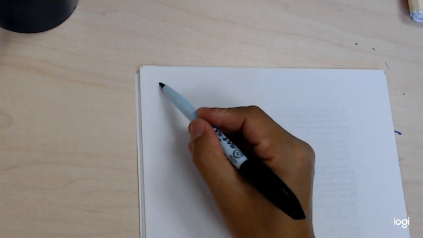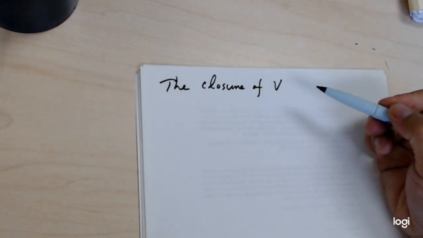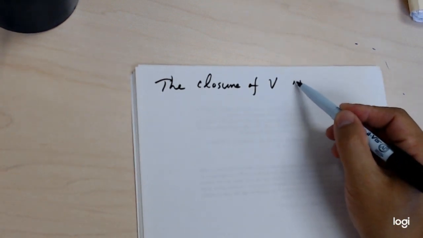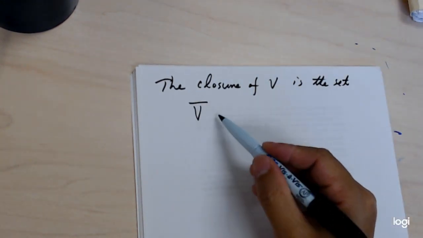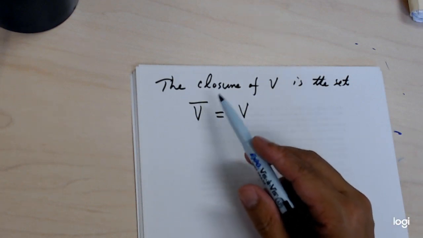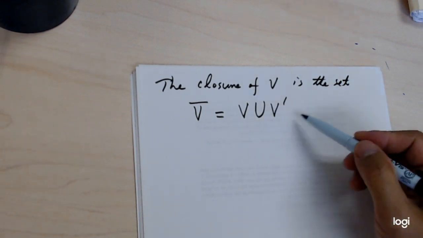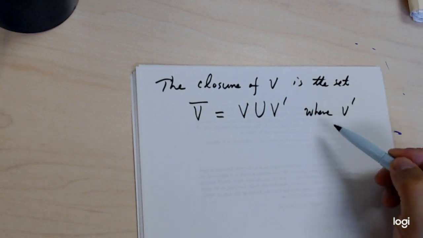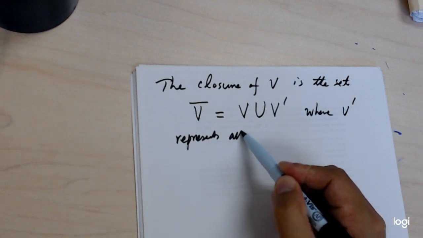So this is the accumulation point. We talked about interior. Now let's talk about the so-called closure. The closure of V, denoted by V bar, is essentially just the combination of V itself, everything in V has to be in here, combined with all the accumulation points, where V prime represents all accumulation points.